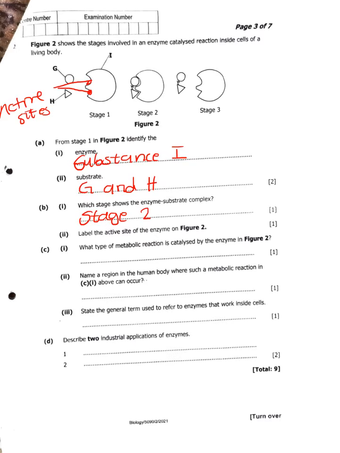Okay, so now we can move on to C, Roman number 1. What type of metabolic reaction is catalyzed by the enzyme in figure 2? So from the previous question, we said kata, breakdown, then ana, builds up. So let's look at what happened. From the first stage, substance G and H were separate. Then after this certain reaction on stage 3, we can see the connection between substance G and H. So these two have combined with a certain bond to make this large molecule.